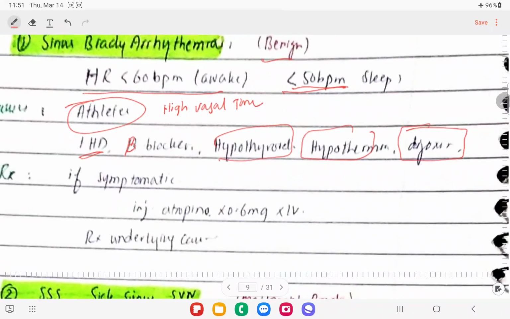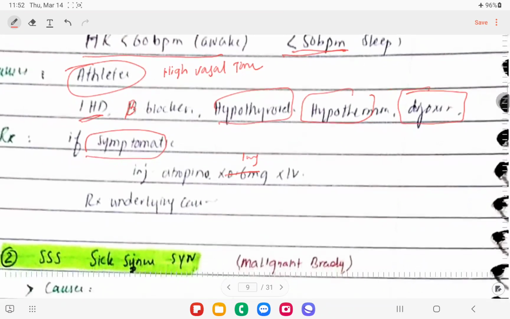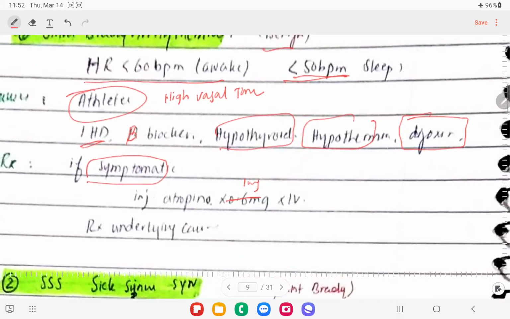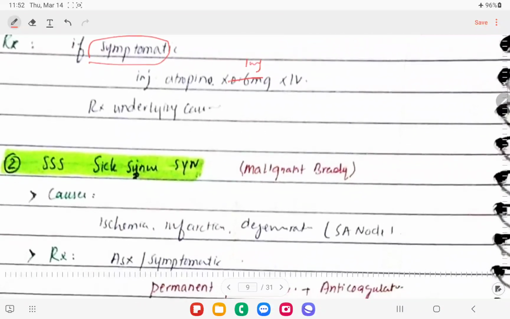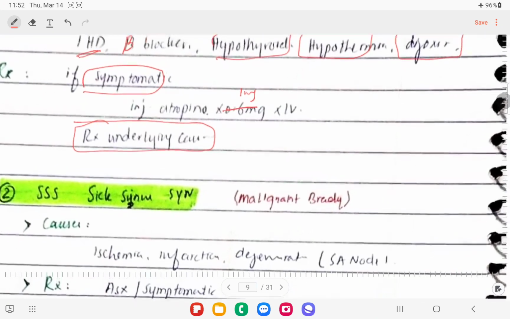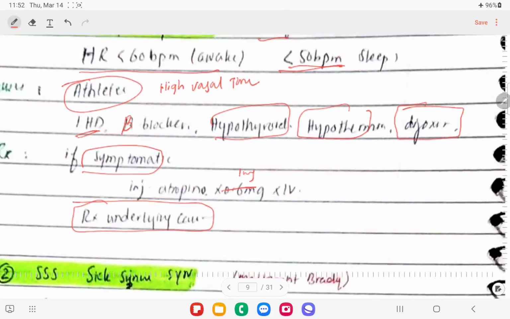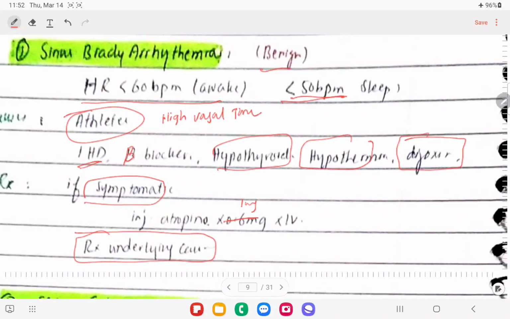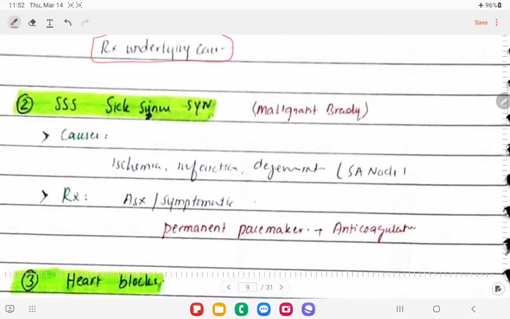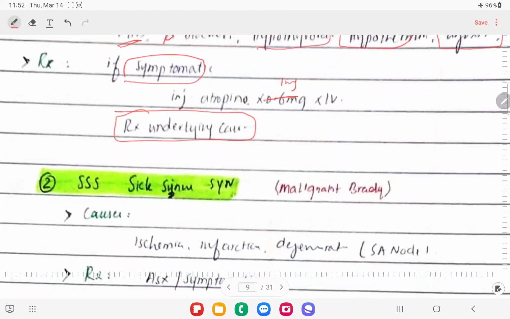If the patient becomes symptomatic, we have to give injection atropine 1 mg. Otherwise there is no need to treat the patient. If the patient is asymptomatic, we treat the underlying cause. If the patient is taking a beta blocker, we taper off the dose of the beta blocker. We treat the hypothyroidism, hypothermia, and digoxin toxicity. So that's all about sinus bradycardia.